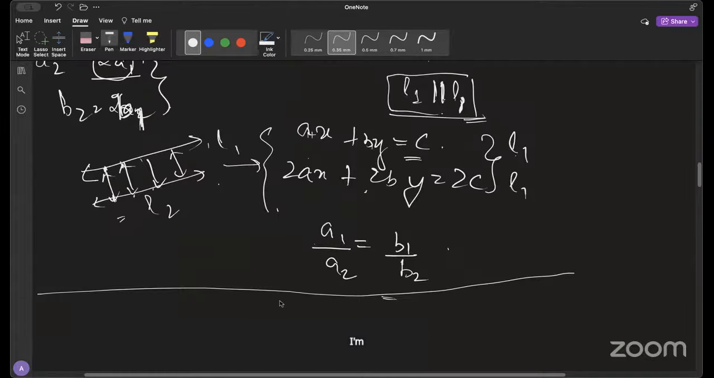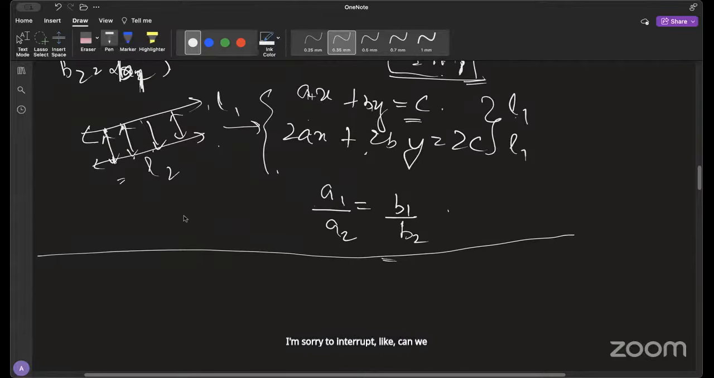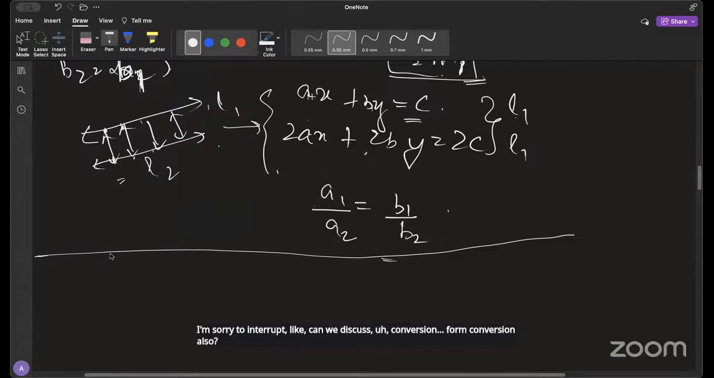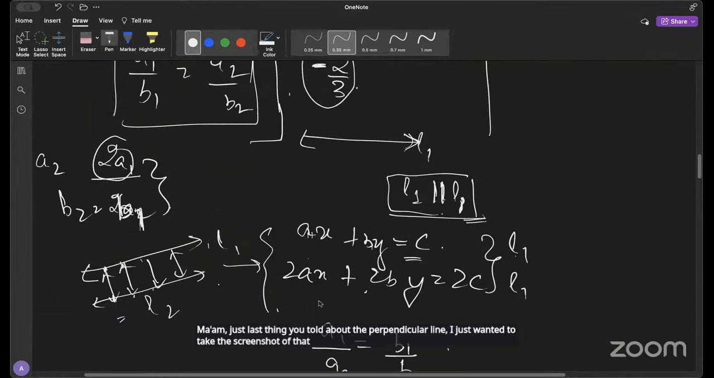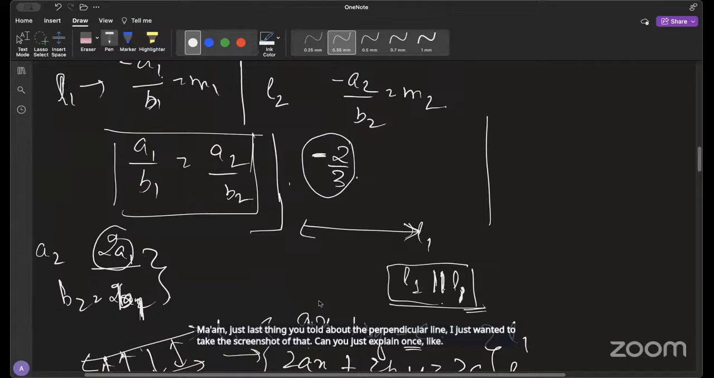I'm sorry to interrupt. Can we discuss form conversion also? Form conversions. Okay. Yes, ma'am. First, we have general form. Ma'am, just the last thing you told about the perpendicular line, I wanted to take a screenshot of that. Can you explain once, fast, the perpendicular thing that you told us?